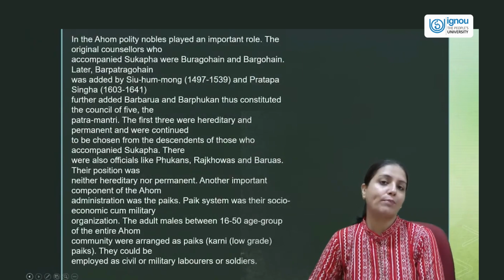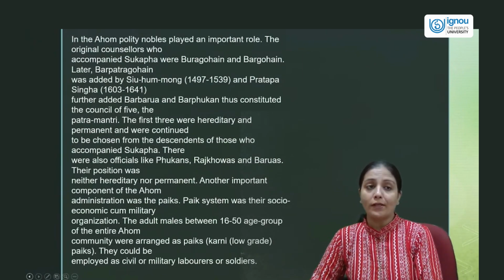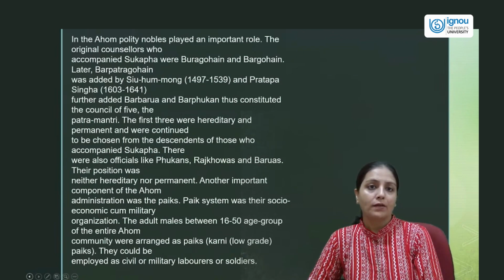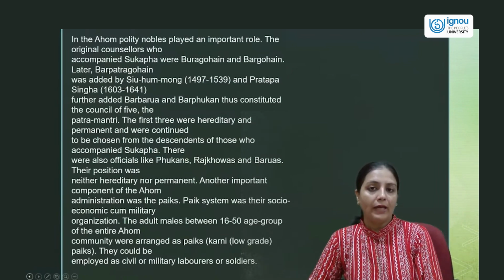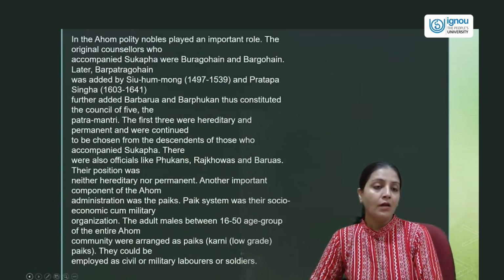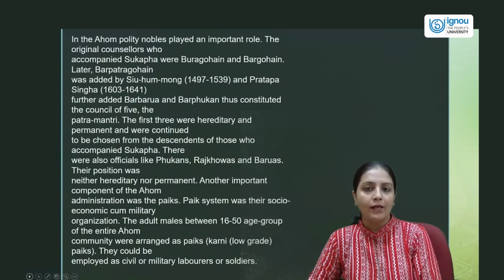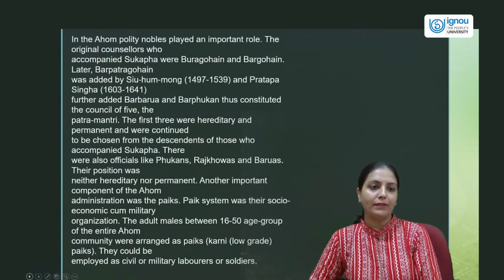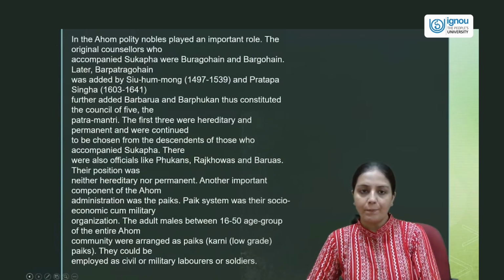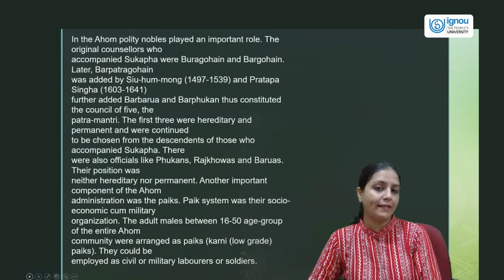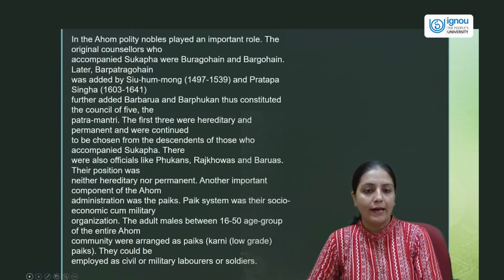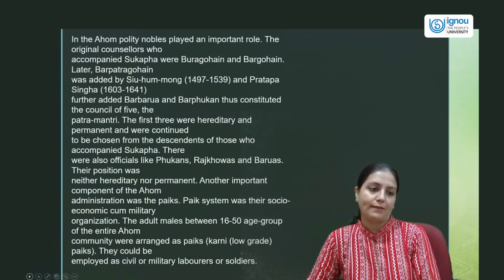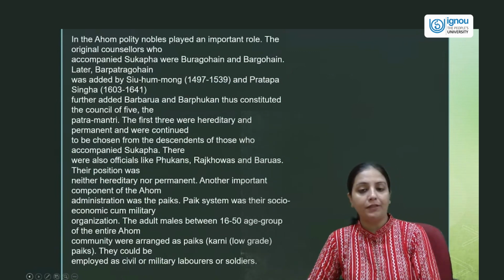In Ahom polity, nobles played a very important role at that time. The original councillors who accompanied Sukapha were the Buragohain and Bargohain. Later, the Barpatra Gohain was added by Si Hum Mong and Pratap Singh. Further, the Barbarua and Barphukan were added, and that is how the Council of Five and Patra Mantri was constituted. The first three were hereditary, permanent, and continued to be chosen from the descendants of those who accompanied Sukapha. There were also officials like Phukans, Rajkhowas, and Baruas. Their position was neither hereditary nor permanent.